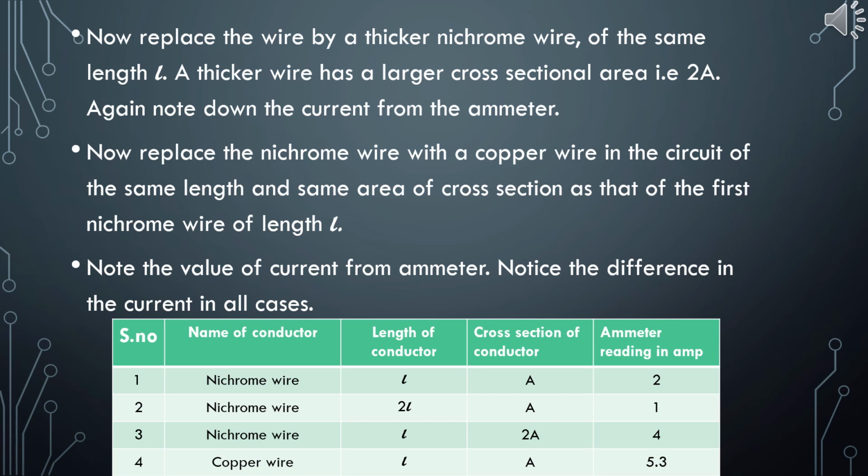Third nichrome wire, whose length is L and cross-section area is double. That time we can notice the ammeter reading as 4. That is almost double compared to the first nichrome wire. And the last one, where the nature of the material is completely changed. Instead of a nichrome wire, if we connect a copper wire, we get some other reading. Let us assume that as 5.3, and have a conclusion.